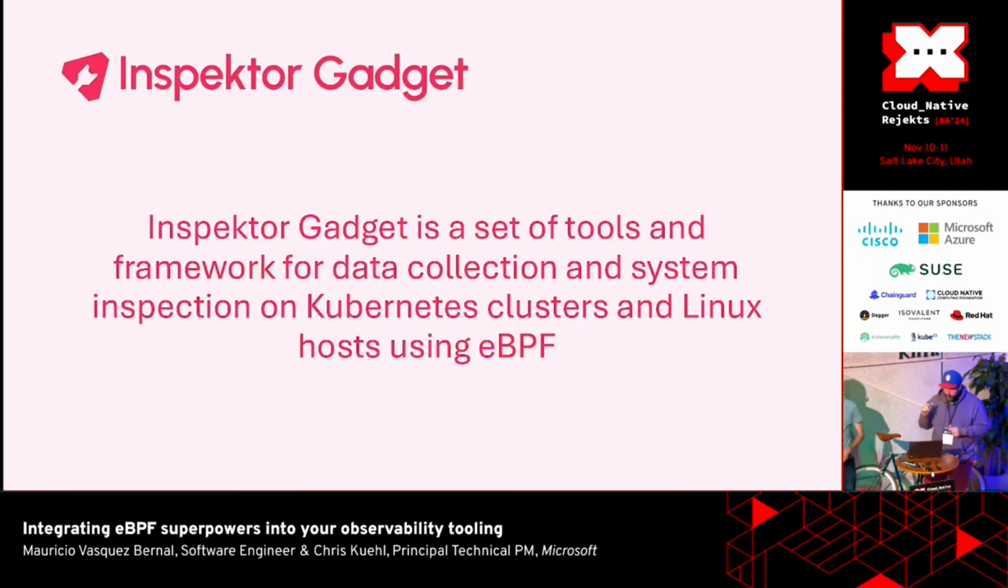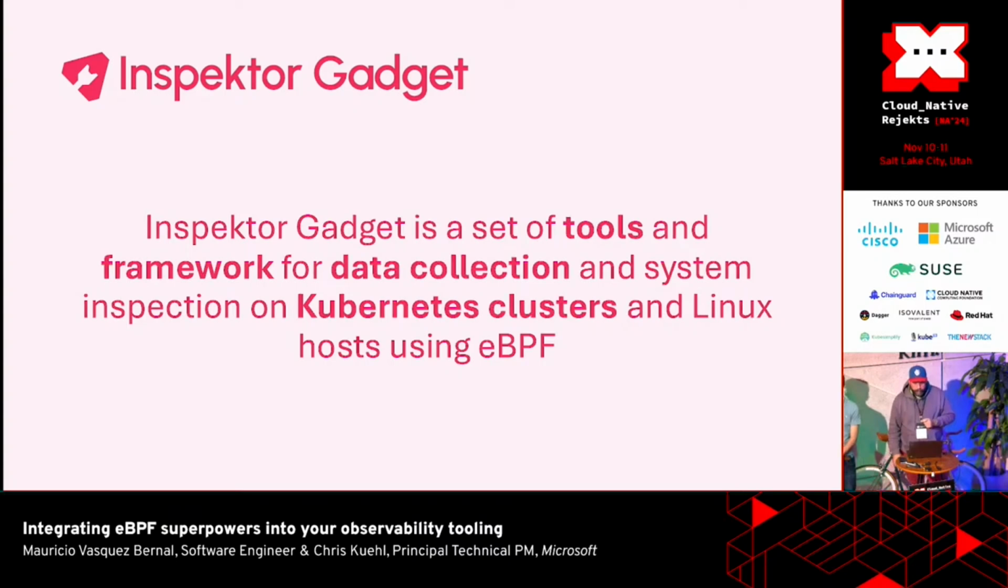The description we have on the GitHub page is: Inspektor Gadget is a set of tools and framework for data collection and system inspection on Kubernetes clusters and Linux hosts using eBPF. And so we're going to cover some of the tools. We're going to look at a little bit of the framework, and then we're going to focus mainly on data collection here. Interesting is that Inspektor Gadget can not only be used for observability tooling, like feeding it into something, doing metrics gathering and things like that.